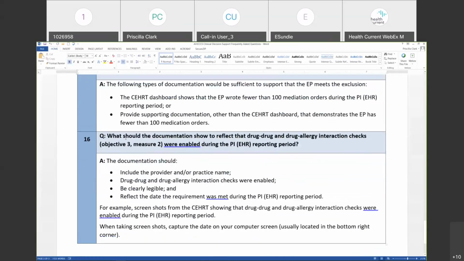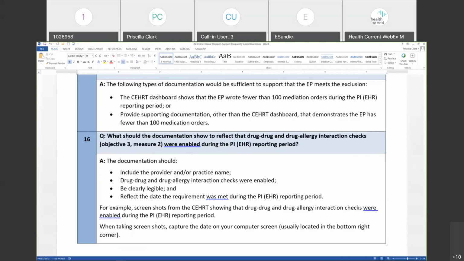What should the documentation show to reflect that drug-drug and drug-allergy interaction checks were enabled during the PI reporting period? This is question 16. The documentation should include the following. It should include the provider and/or practice name so we can tie it to the provider or the practice that's coming from their CERT. It should include the drug-drug and drug-allergy interaction checks being enabled. It should be clearly legible, and it should reflect the date the requirement was met during the PI reporting period.